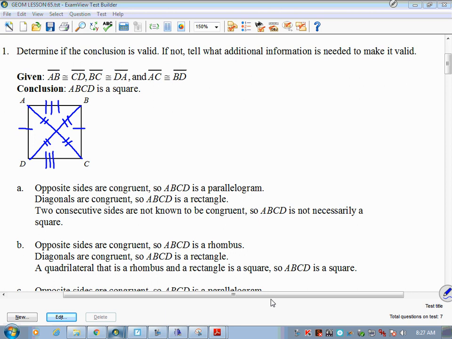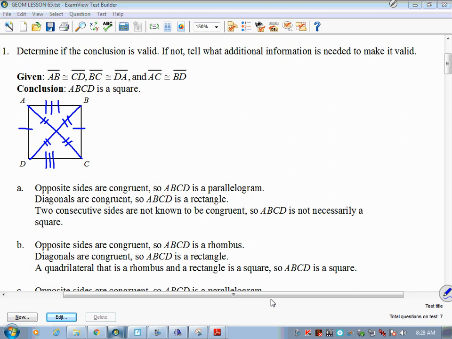So if I have a quadrilateral where opposite sides are congruent, then I know it's a parallelogram. So far that matches up with A as an answer. So we know we're working with a parallelogram. We want to be able to prove that this is a square. So for us to prove it's a square, we have to be able to point to a rule where we know it's a rectangle and a rhombus.